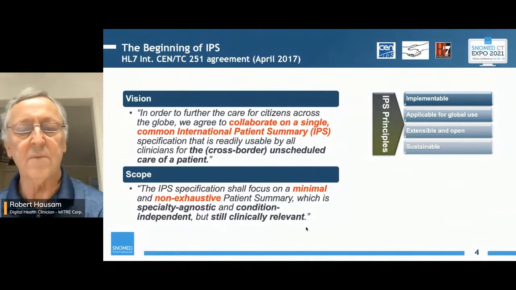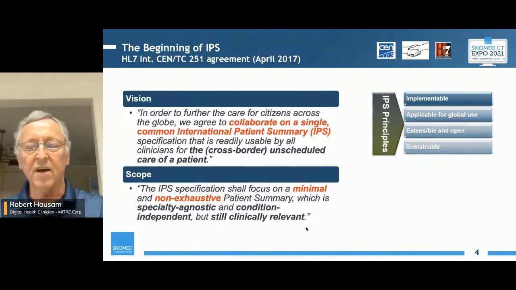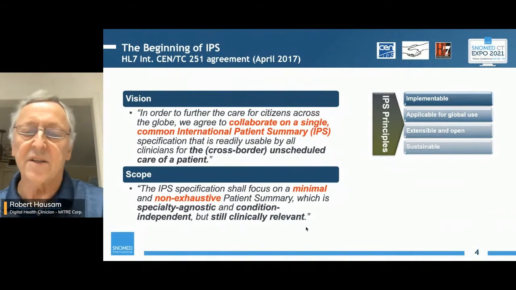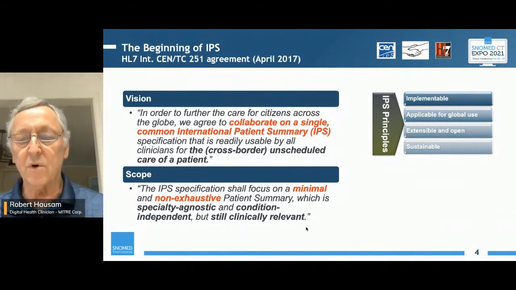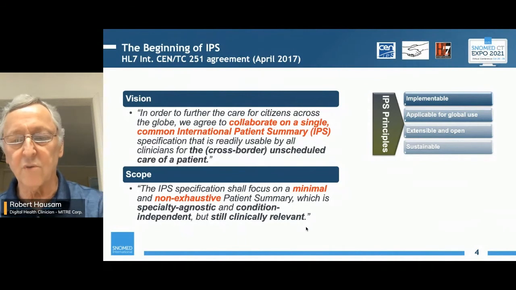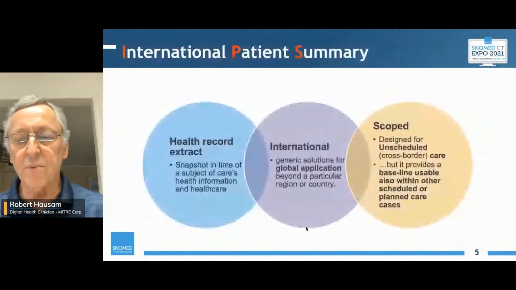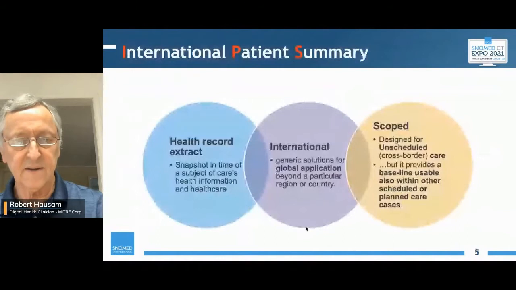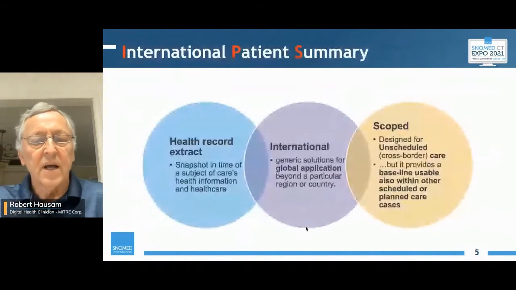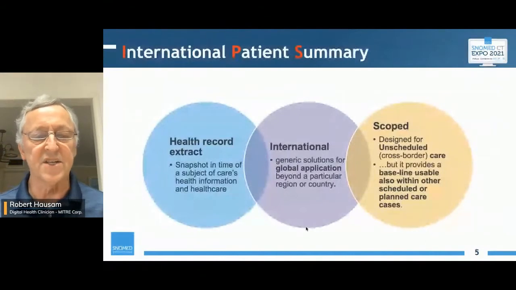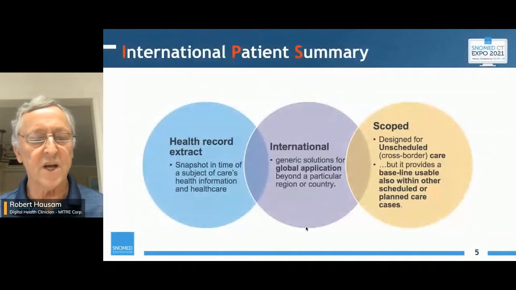So with that in mind, the IPS principles that we have worked on are that the International Patient Summary should be implementable, it should be applicable for global use, should be extensible and open, and it should be sustainable. And so with that, basically what the IPS is, it's a health record extract. It's a snapshot in time of a subject of care's health information and healthcare status.